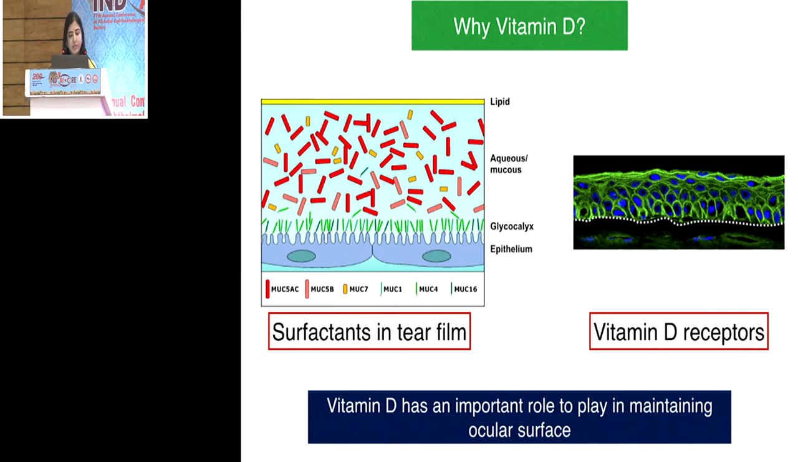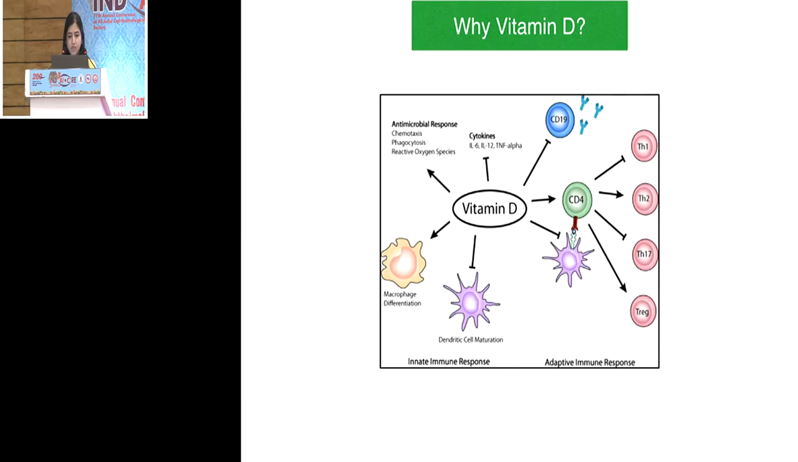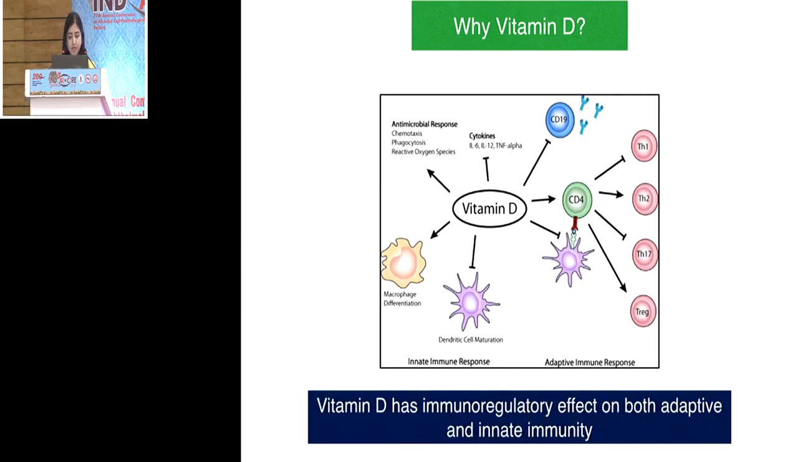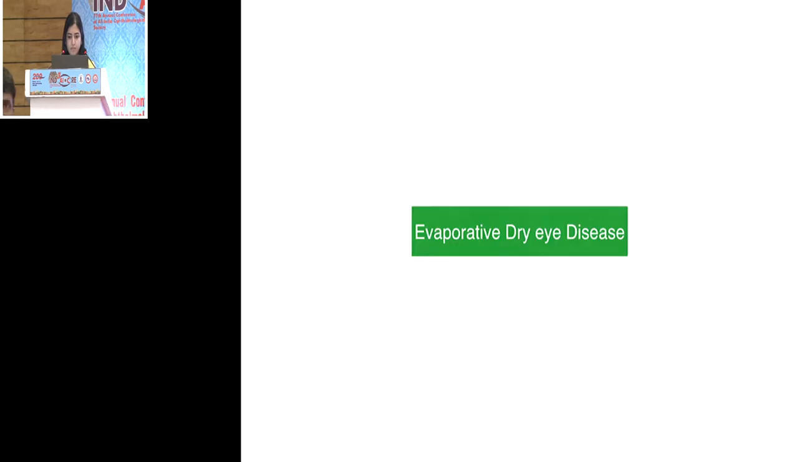So it led people to think that vitamin D does have an important role to play in the maintenance of the ocular surface. And also it has been shown that vitamin D has immunoregulatory effect on both adaptive and innate immunity by its action on CD cells and T helper cells as well. So we know that dry eye disease can be either evaporative dry eye disease or aqueous deficiency dry eye disease.